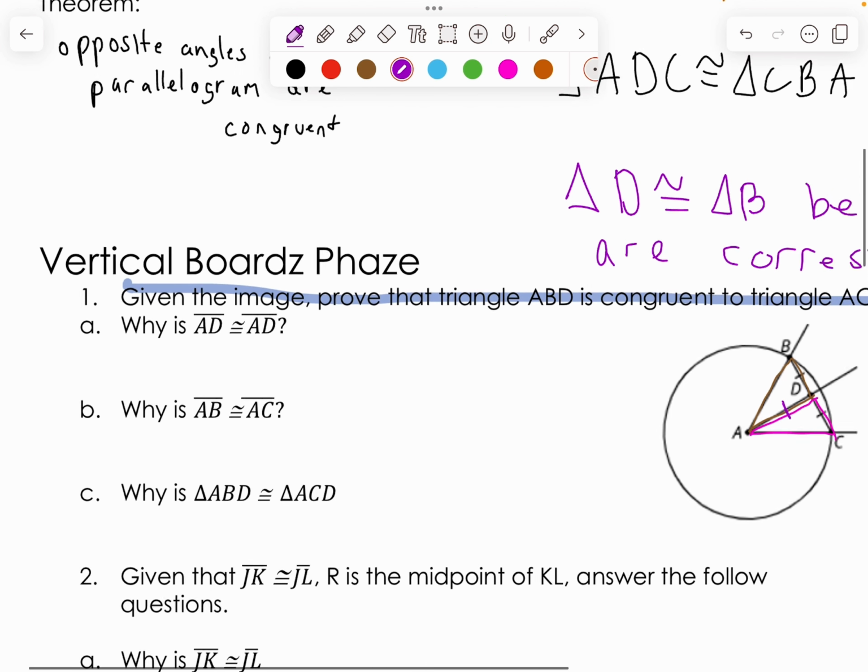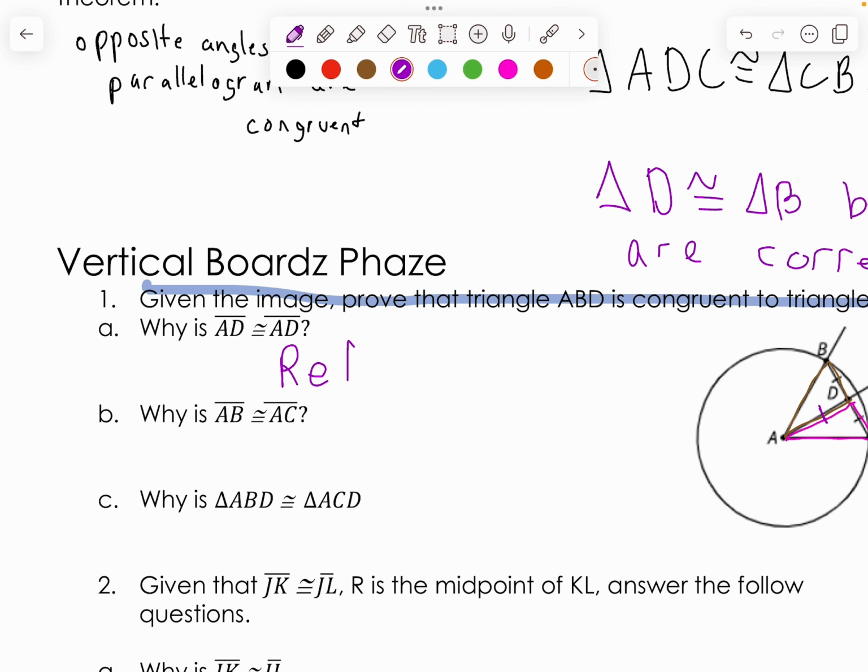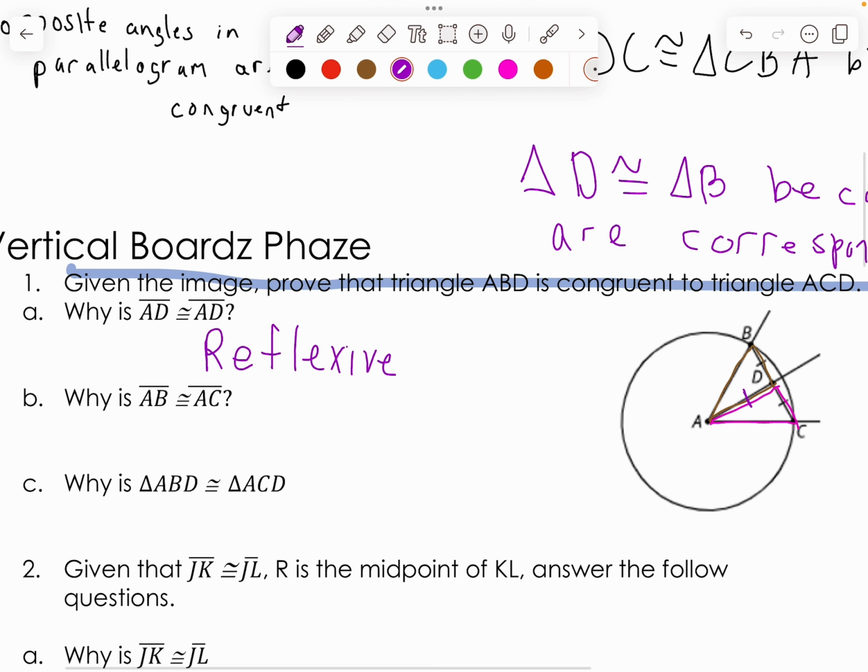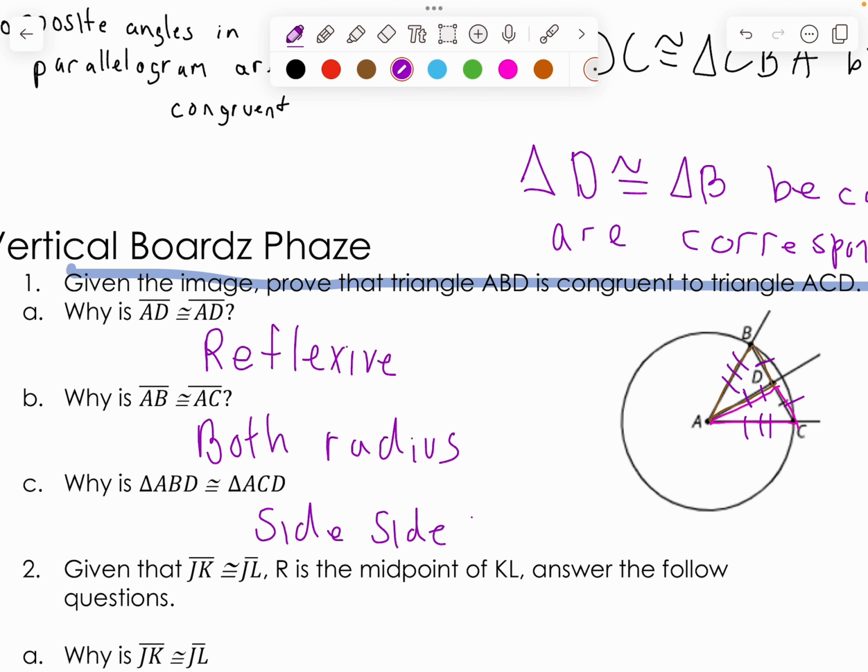Why is AD congruent to AD? Reflexive. Why is AB congruent to AC? Both a radius. And then it was given that BD and DC are congruent. All right, so we have a reflexive, both are a radius. The other side was given congruent. So by side, side, side.